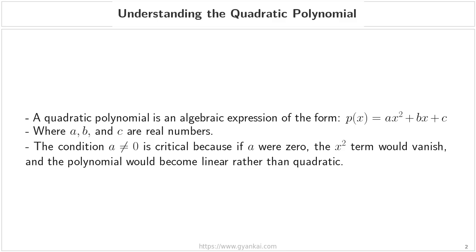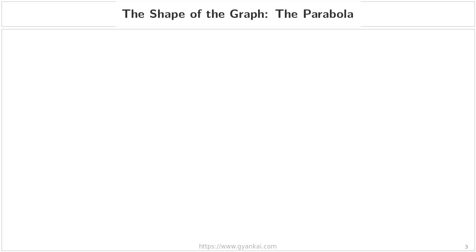Think about it. If a were to become 0, the x squared term would simply disappear, leaving us with only bx plus c. If that happens, we are no longer dealing with a quadratic polynomial. We've dropped back down to a linear polynomial, like the ones we studied in our previous lesson. So, for the polynomial to maintain its quadratic nature and form that characteristic U-shaped curve we are about to discuss, a must have a nonzero value. The shape of the graph: the parabola.